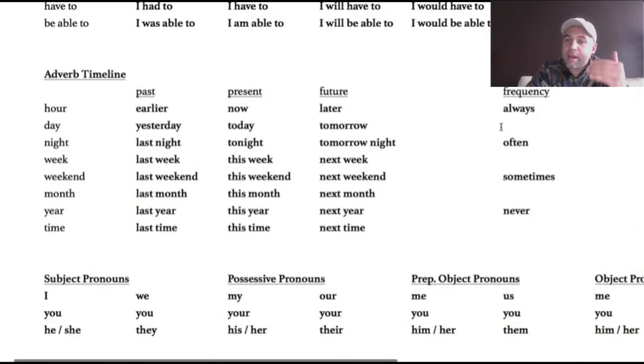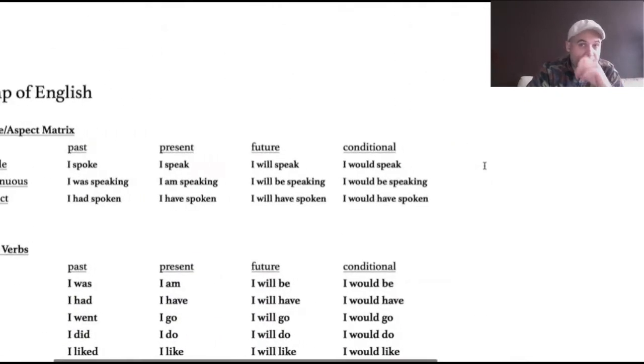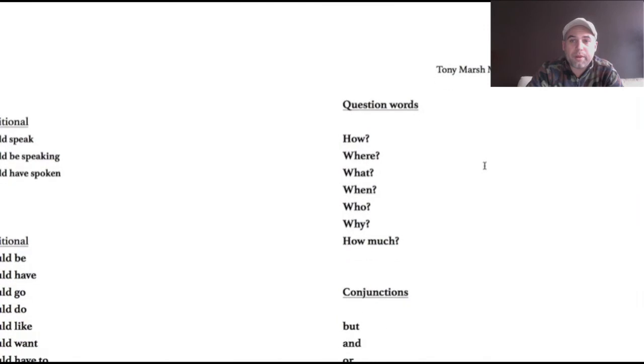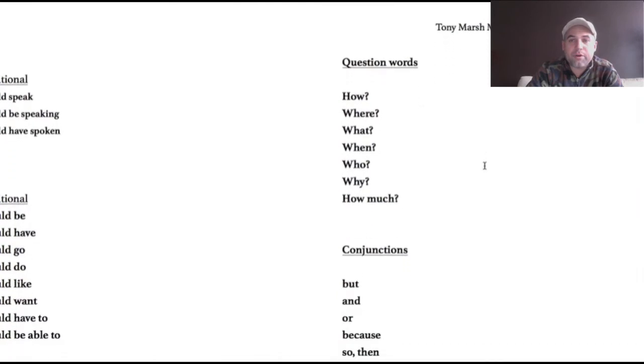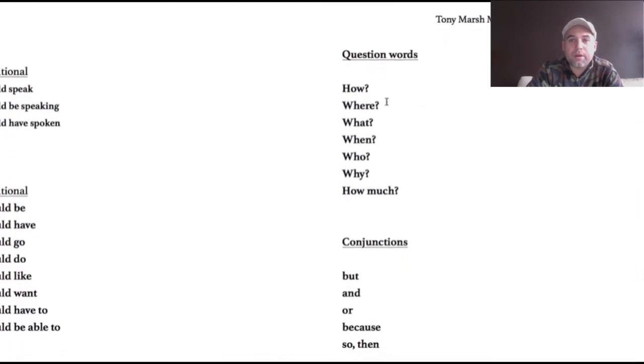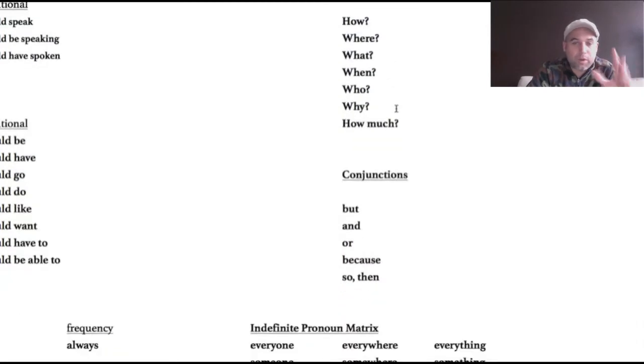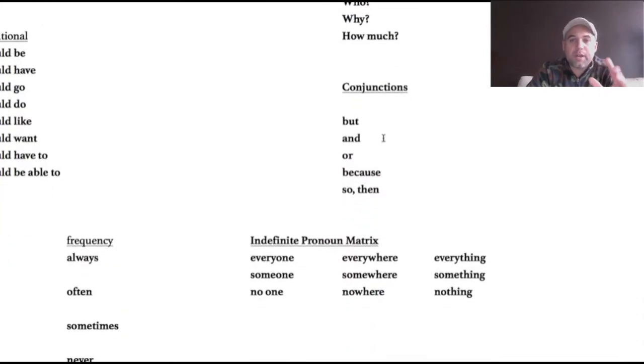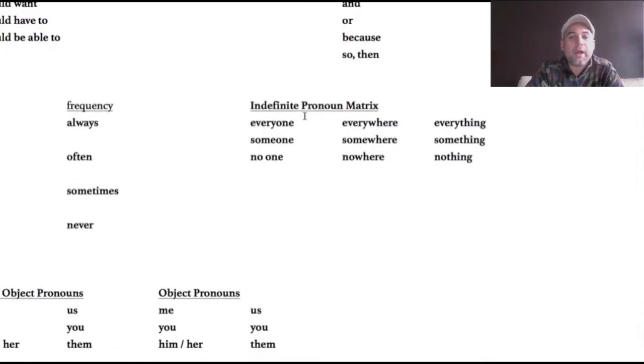A frequency thing, how to say always, often, sometimes, and never. Very important. Here, I've got your question words at a glance. How, where, what. Okay, that's pretty self-explanatory. Your high frequency conjunctions: but, and, or, because, so, then. So you can start to glue these sentences together that you've been building already.